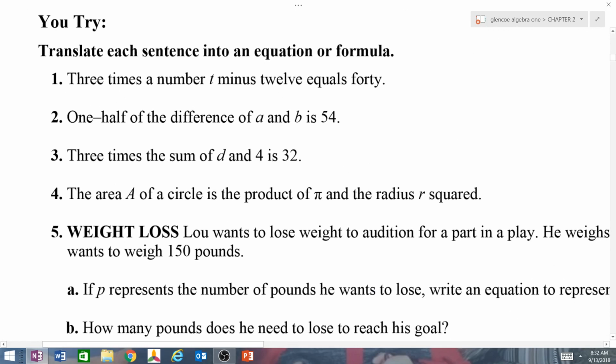Again, this is not your homework. Your homework is coming from your homework packet. You are doing page 1 through 18 all on notebook paper tonight. Please do not work on the worksheet. These in your note packet you may do. Translate each sentence into an equation or formula. So why don't you guys try 1, 2, and 4.